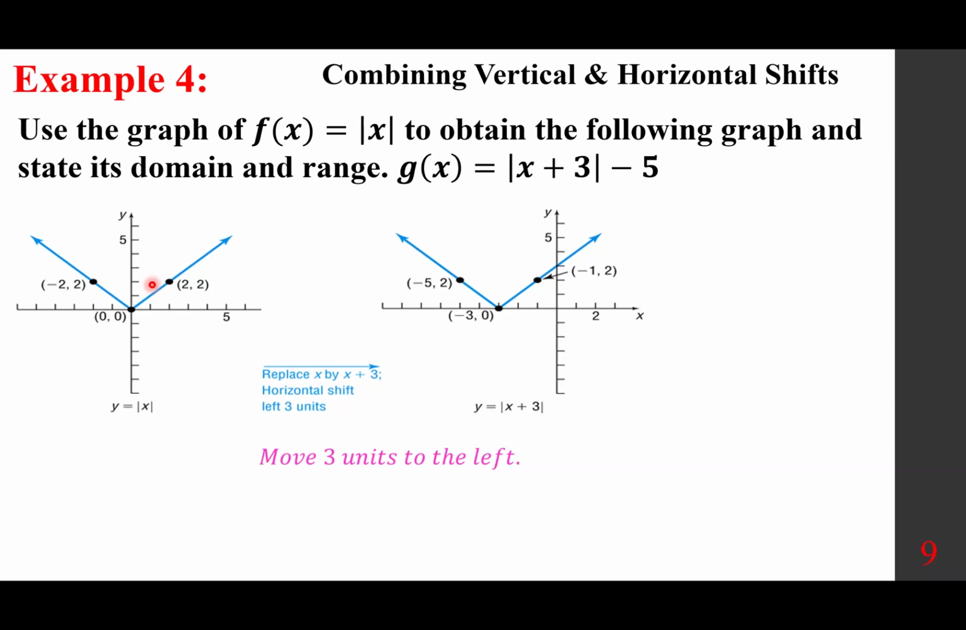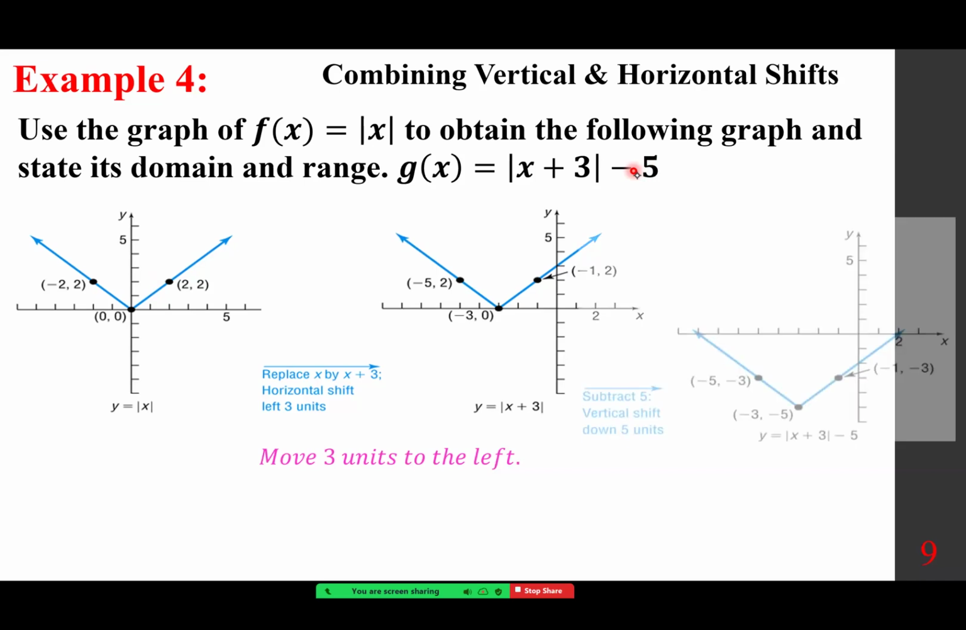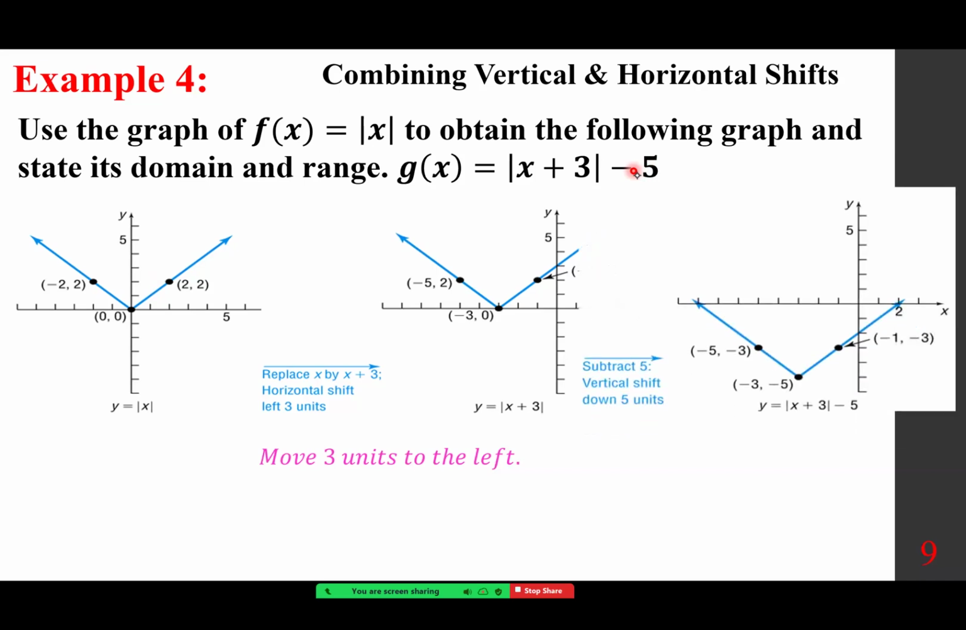Now, we are going to apply the -5, everybody. That means bring it down, move it down by 5 units. Move it down by 5 units. The effect is that this one now has coordinates -3, -5.